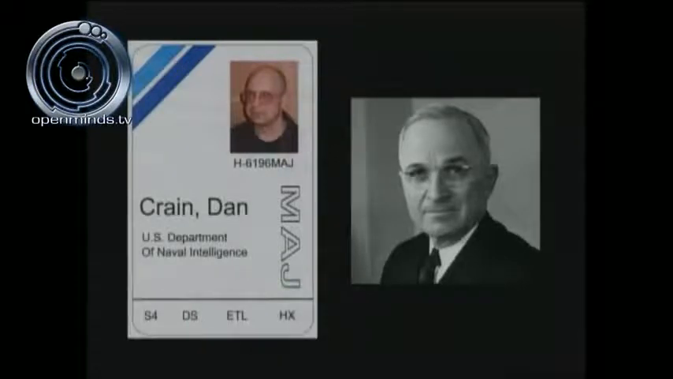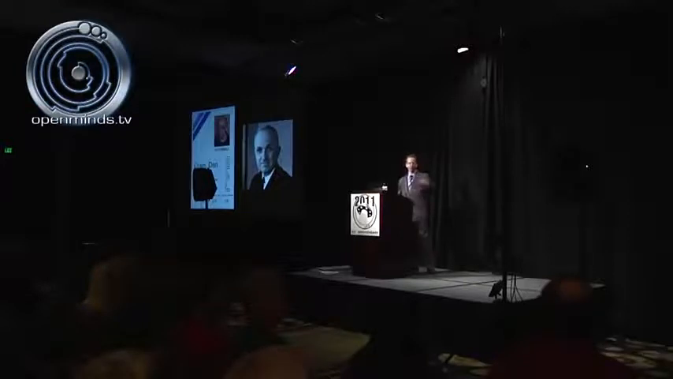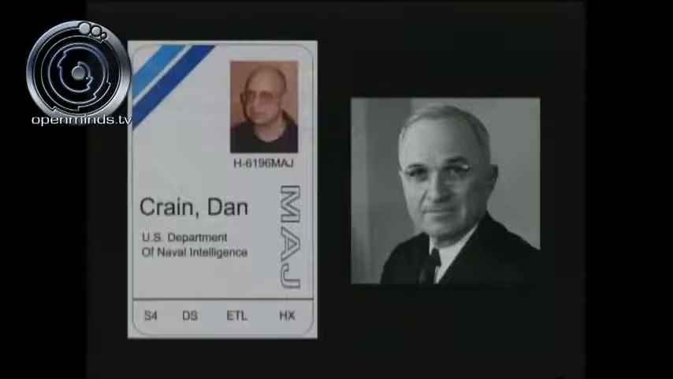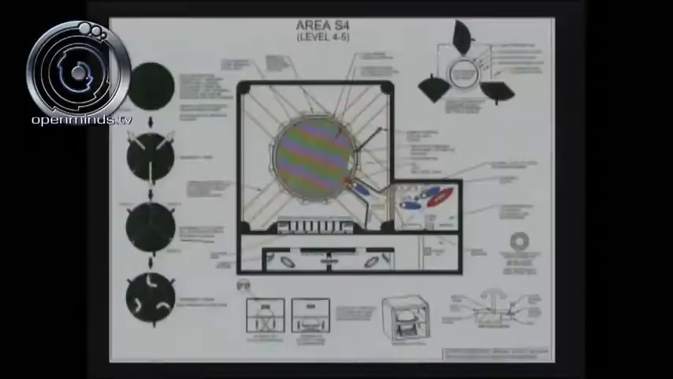Now, some of you may have seen this before. This is Dan Burish's security badge at S4. We've got MADGE here, that's short for Majestic. That was the program that was operated under Truman in 1947. And then we've got these diagonally striped blue and darker blue running along the upper left-hand corner. This is the same configuration that Bob Lazar talked about as well. So again, we've got secondary independent confirmation that there was a security badge that actually looked like that. His badge number was H6196MAJ.